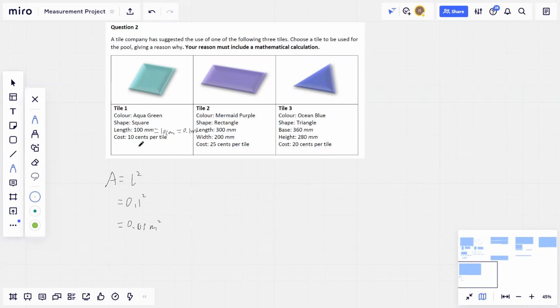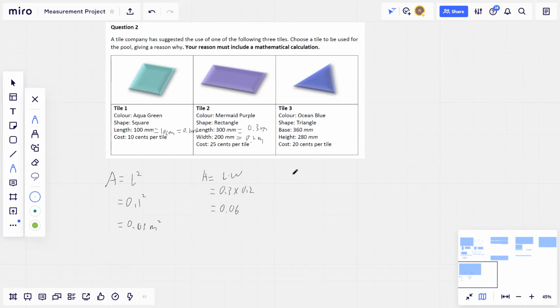So what can we do? We just calculate the area first. For the second one, we convert the length into meters, so that becomes 0.3 meter, and the width is 0.2 meter. That's a rectangle, so for the area we can get length times width. The length is 0.3 times 0.2, so you can get the area as 0.06.